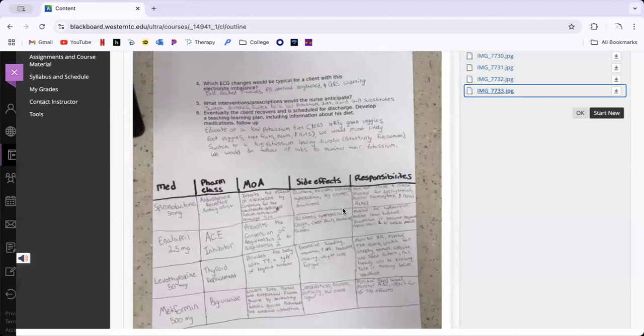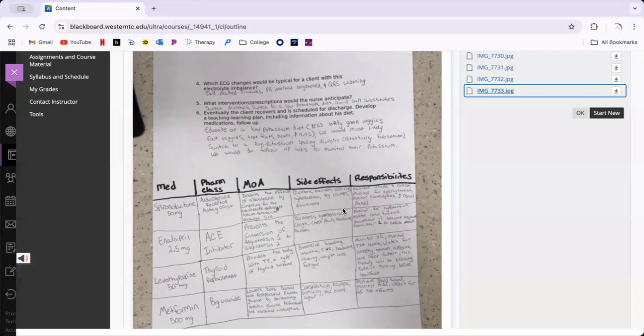ECG changes for hyperkalemia. Tall peaked T waves, yep, what else? A long QRS, a long PR interval, yep. And then flat or absent P waves, okay, so pretty common what she has right there, right? Okay, interventions, prescriptions you would anticipate.